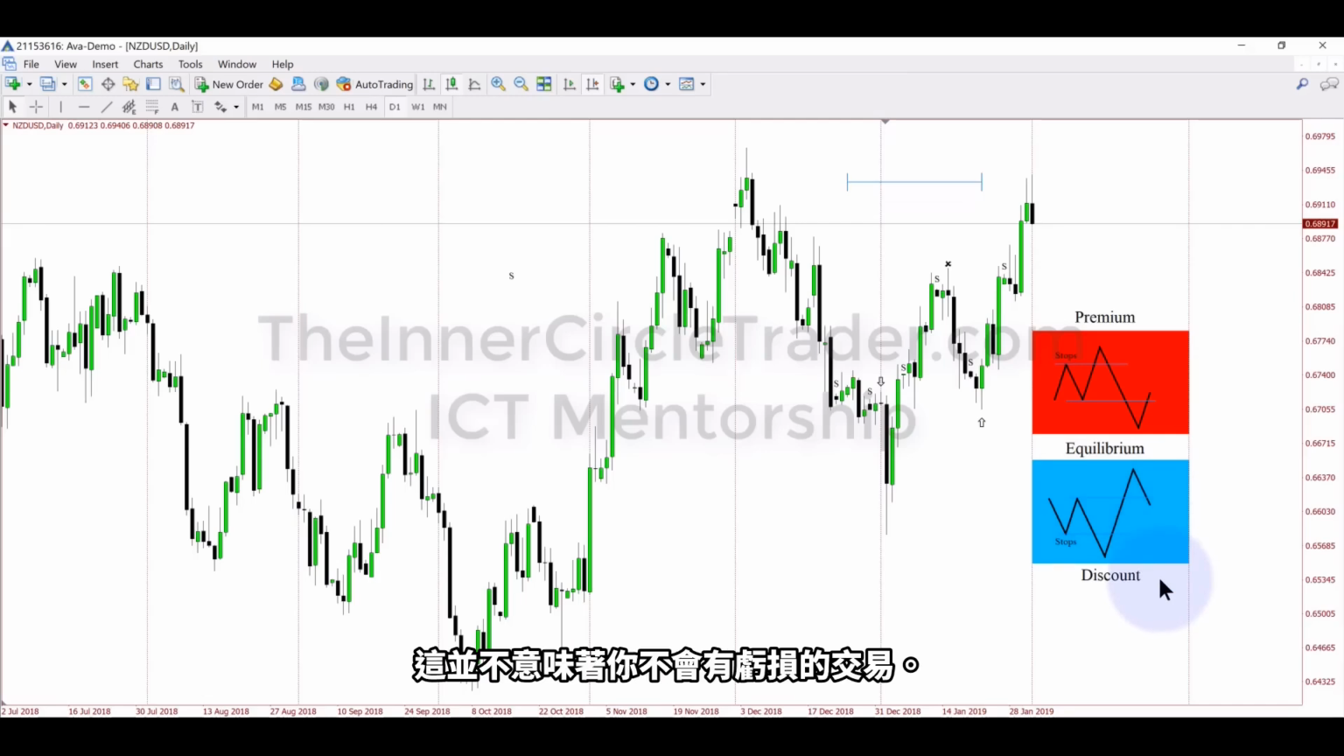If you just stick to situations like this, it doesn't mean you're not going to have losing trades. It doesn't mean you're not going to do it wrong. It means that in a 90% bracket, the highest probable points of entry are going to have this market structure here or this market structure here relative to the current dealing range.